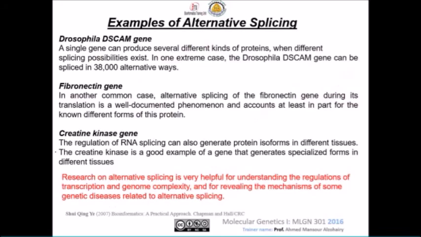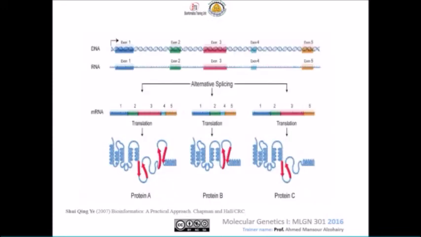Of course, in nature we have many examples. We just mentioned one or two, but there is actually a database, that we will see in the end, that has a lot of examples of newly discovered genes with alternative splicing mechanisms.